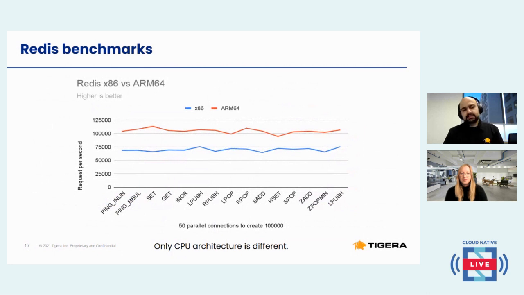In fact, the Redis performance gain is not just limited to GET and SET. All Redis operations gain a considerable performance boost when we use an ARM64 instance in comparison to an x86 instance, as it is shown in this slide.